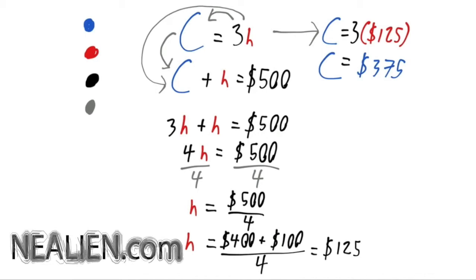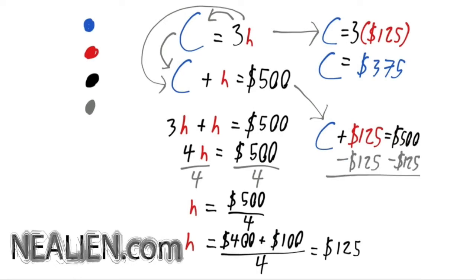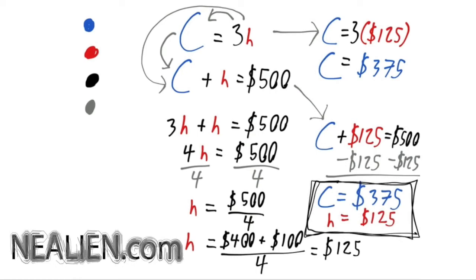We could have used the other equation to get capital C. So to do that, we would say C plus 125 is equal to 500 because we solved for H. Now we're going to subtract 125 from both sides, and we're going to get that C is equal to 375. We knew that H was equal to 125, so that's just another way of finding the result. You can use either equation once you have one of the variables, when you have these two equations.